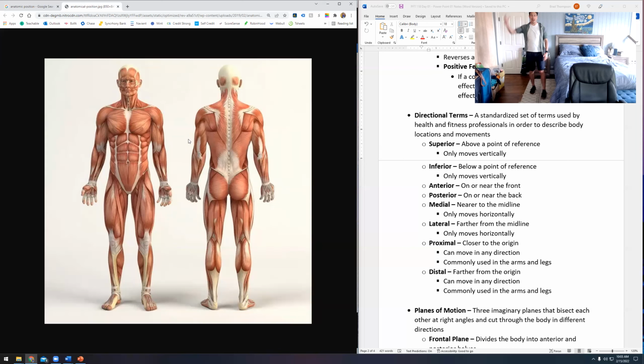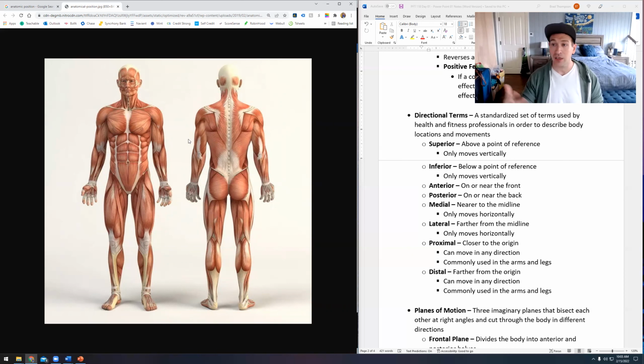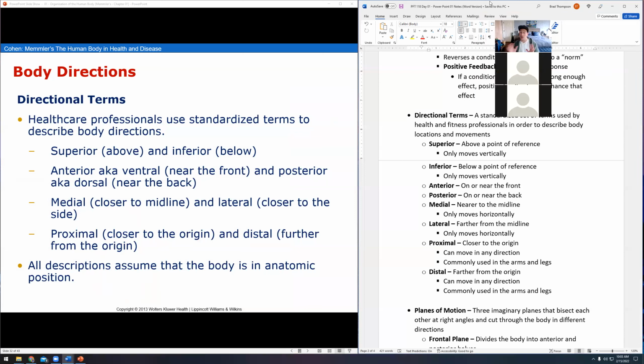So when I say the head is superior to everything else in the body, the reason I know that is true is because it is above everything else when I'm standing in the anatomic position. If I were doing a handstand right now, my head is still superior in general, because from the anatomic position, it is the most upper portion of the body. So these are our directional terms. And when there's no other direction given, you assume the anatomic position, okay?